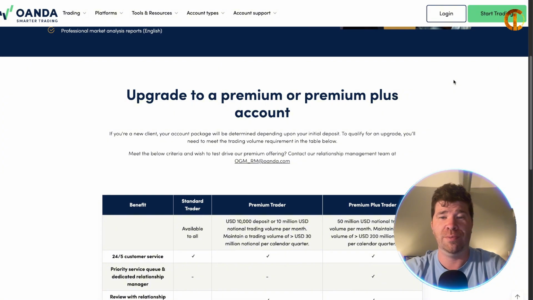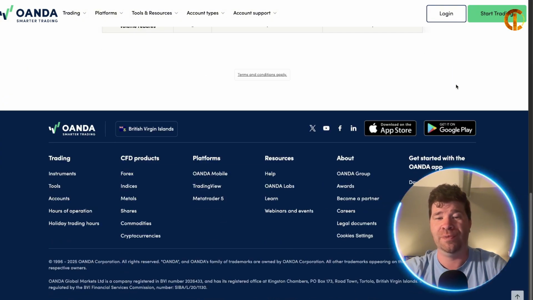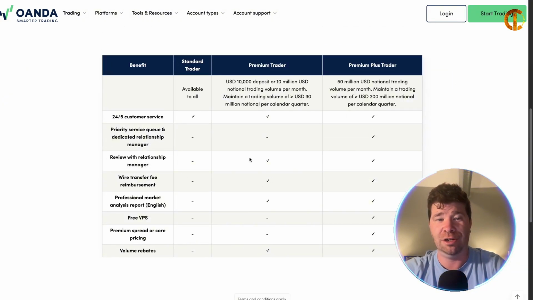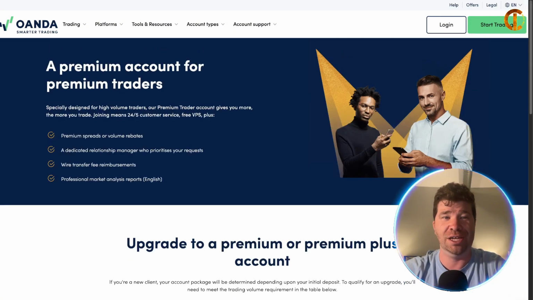Upgrade to a premium or premium plus account. Okay, so they have like this little box here. You got to see what has a check mark, what doesn't have a check mark, right? It's just kind of, in my opinion, just kind of confusing, okay? Looky here, premium trader account. Look at that, you guys. We got volume, okay? So are you going to be able to hit these levels of volume? I mean, that's going to be absolutely insane, okay?